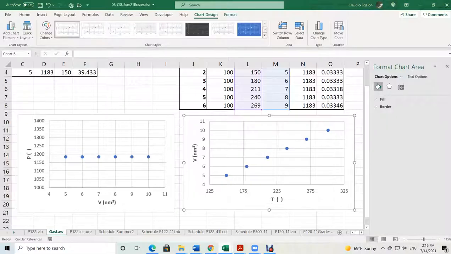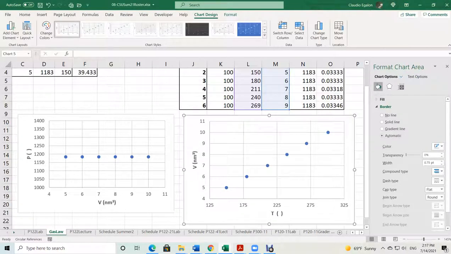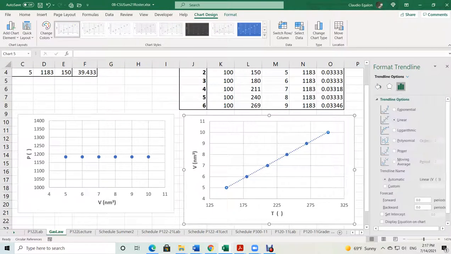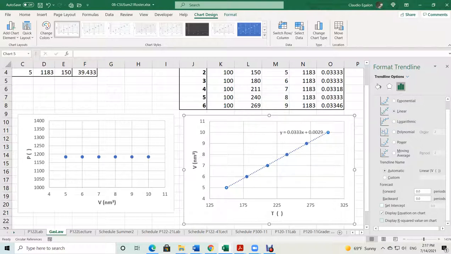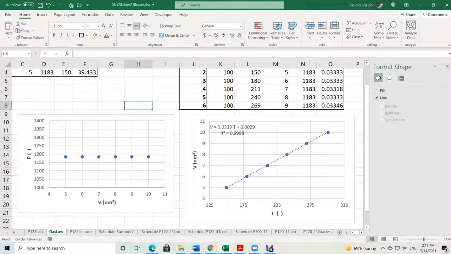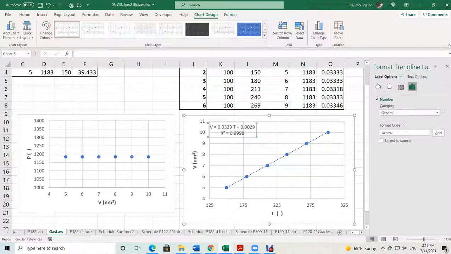What else can we do in this graph? You're going to put the regression equation there. Okay, add trend line is a linear fit. Display equation on chart. Don't use set intercept. And display the R square. Here we have a slope. What we have here is the volume, and what we have here is the temperature. That's what this equation is all about. Volume under constant pressure changes linearly with temperature. Is that what the equation tells us?